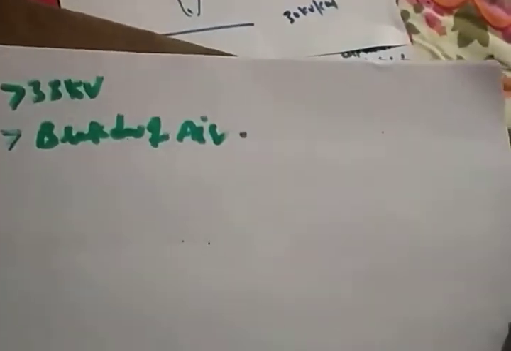So you have a clear idea. Corona forms in a high voltage transmission system greater than 33 kV, right? When the corona forms, it means breakdown of air, right? So these two things we need to know. Now we'll see.